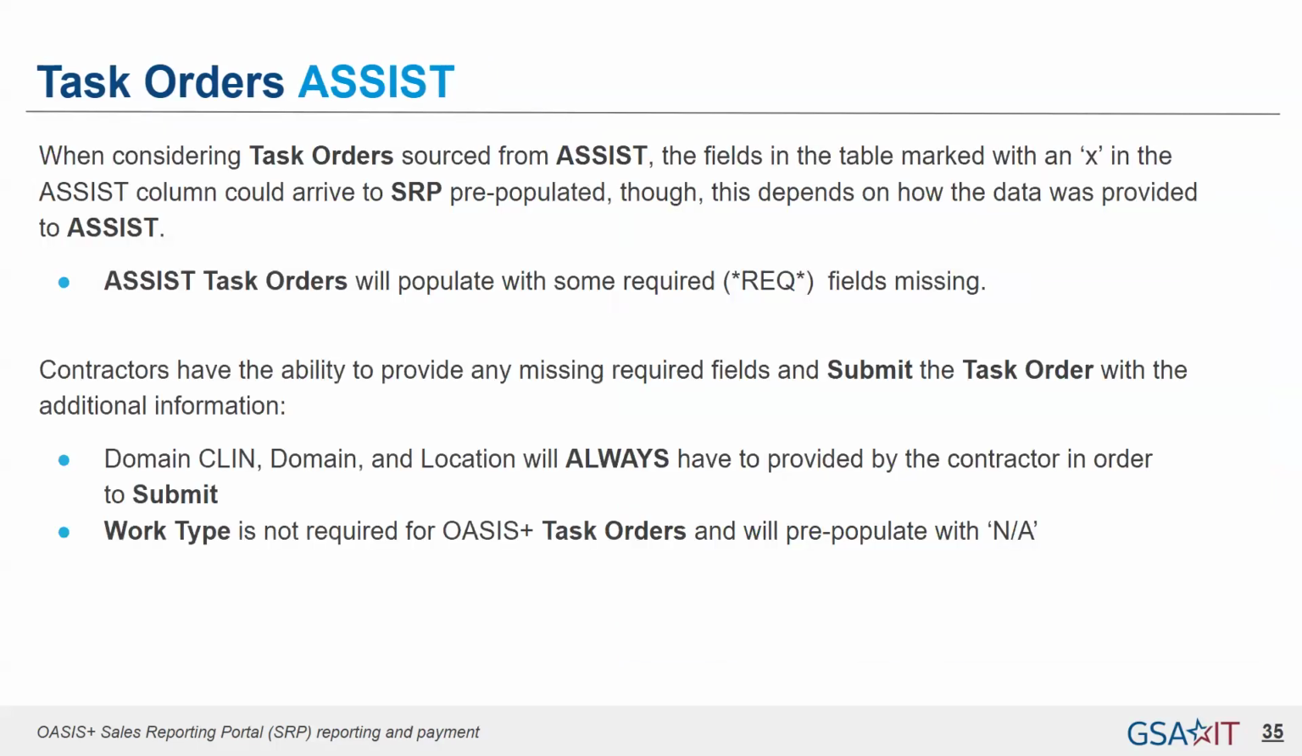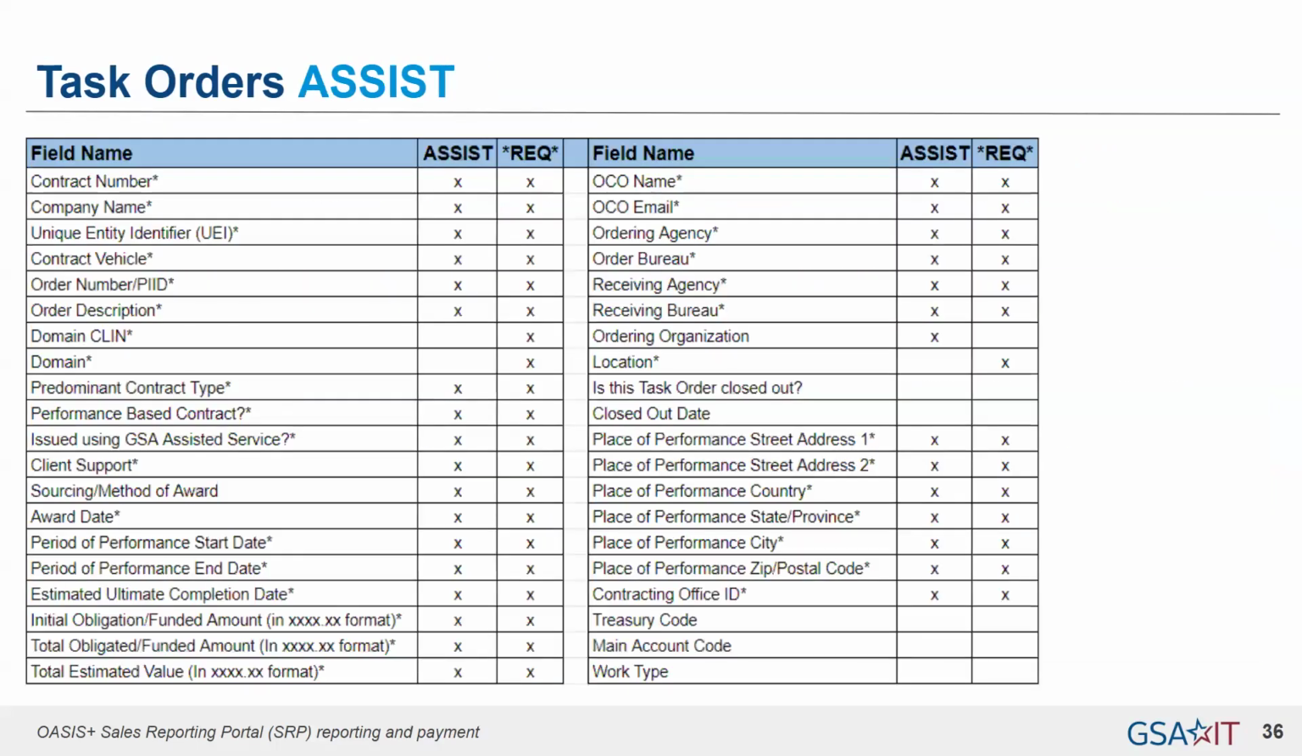Same thing with assisted acquisition. It comes through as well, the same kind of way. Domain, CLIN domain, is not included on the data push, but it comes through super quick, and it comes through the same way as FPDS does, right? All right.